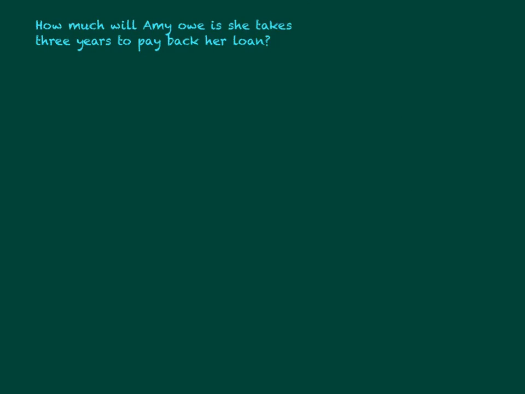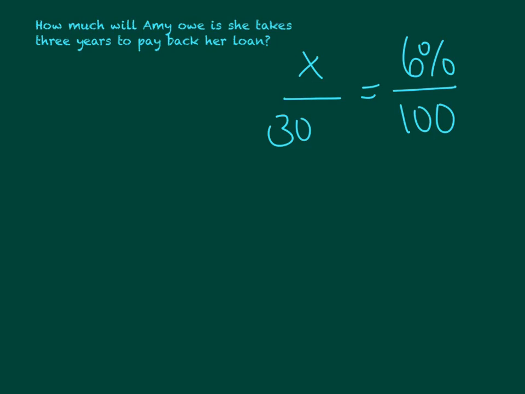So this next slide is going to discuss the idea of, well, how much will Amy owe if she takes 3 years to pay back her loan? So remember, it's still simple interest with 6% out of 100 equals whatever that amount is out of that $3,000 she borrowed. I'm not going to solve this again. However, we know that X is now $180.